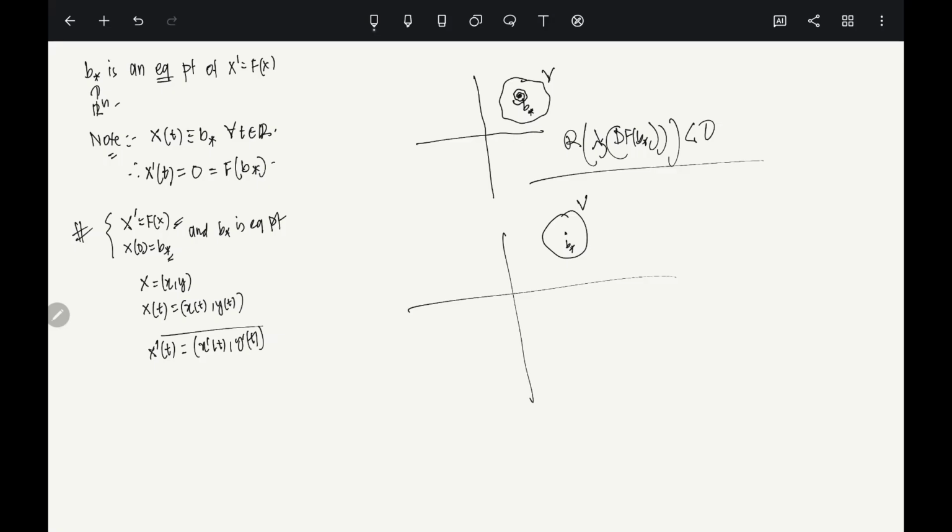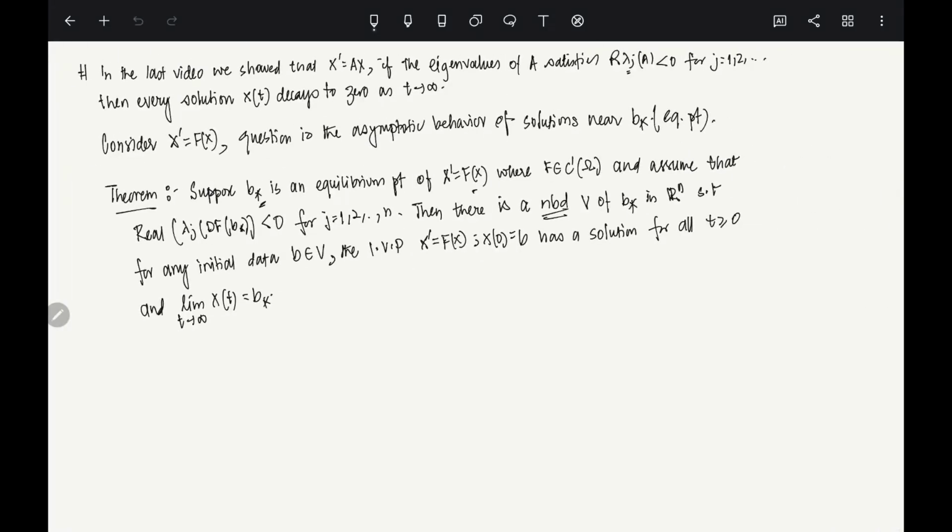Here what it is saying is that the same sort of thing happens. If you start with a b very close to b star, in a neighborhood of b star, where V is a neighborhood of b star, then the solution starts from here, and for all t there is a solution, and as t tends to infinity, it actually goes towards b star. That's what it is saying.